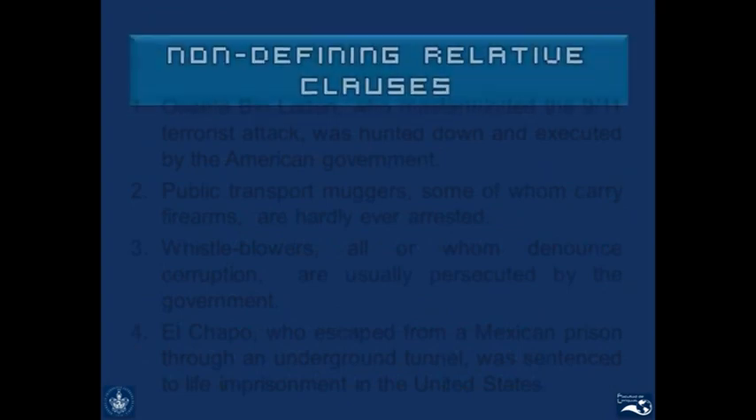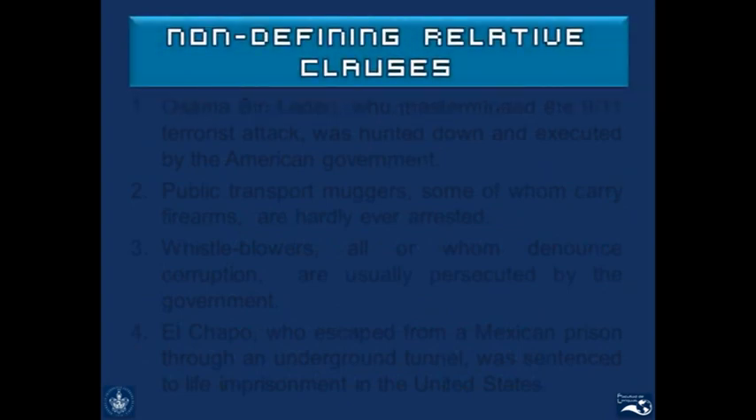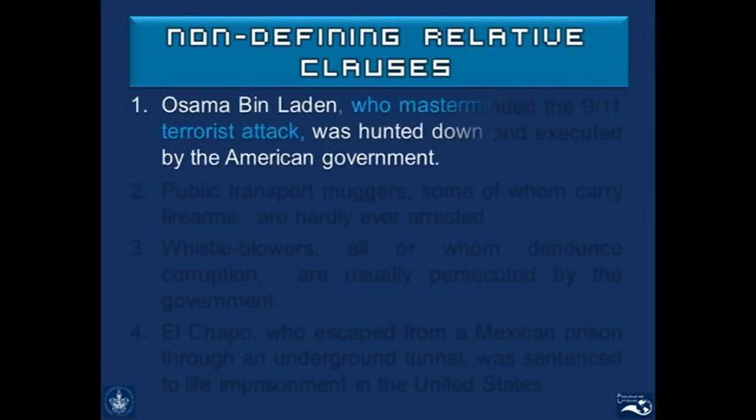Now, I want to conclude this presentation by giving you some examples of how non-defining relative clauses can help to make your discourse more elaborate, more complex, and more sophisticated. Here's the first example. Osama bin Laden, who masterminded the 9/11 terrorist attack, was hunted down and executed by the American government. So we can see how the non-defining relative clause that is embedded in the main sentence helps us to elaborate and to provide more complexity and sophistication to our discourse.